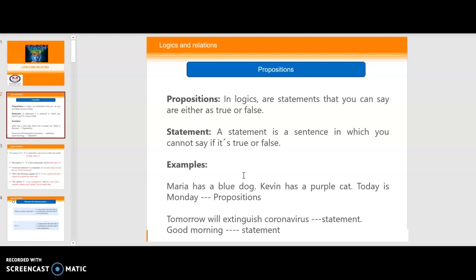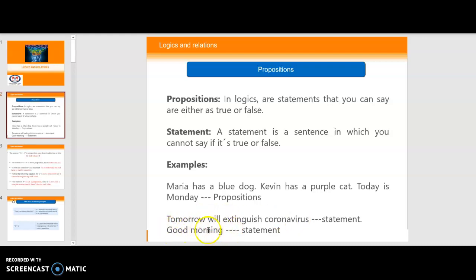For example, we can say Maria has a blue dog or Maria doesn't have a blue dog. Or Kevin has a purple cat or Kevin doesn't have a purple cat. We can say if that's true or false. And here we have two examples of statements. The first one, tomorrow will extinguish coronavirus. We don't know that, probably yes, probably not, but we don't know if that's true or false. We hope it will be true.